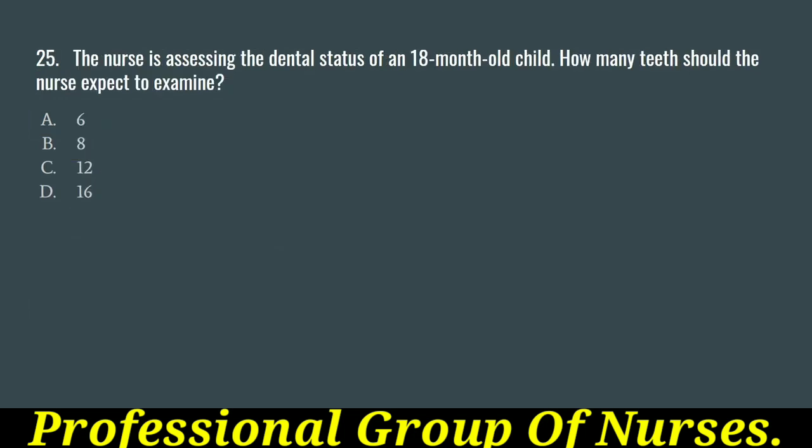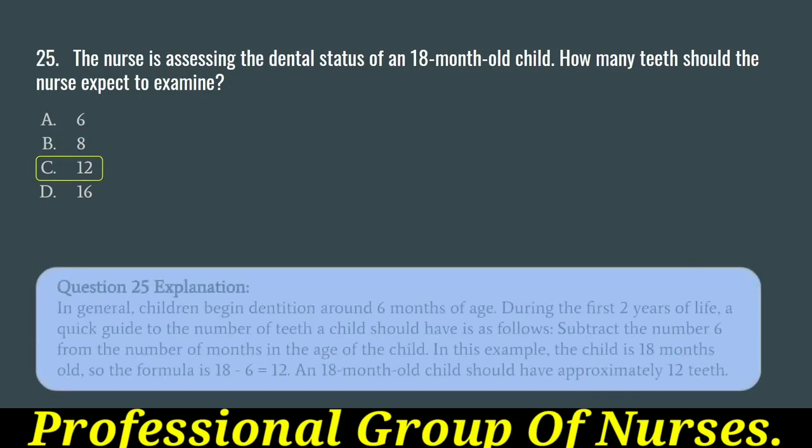Question 25. The nurse is assessing the dental status of an 18-month-old child. How many teeth should the nurse expect to examine? A. 6, B. 8, C. 12, D. 16. Answer: C. 12.